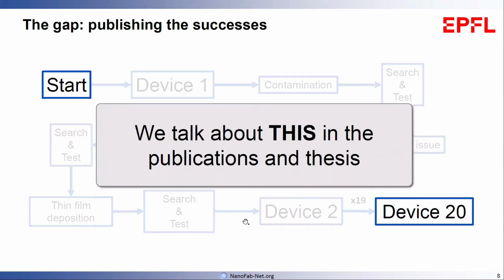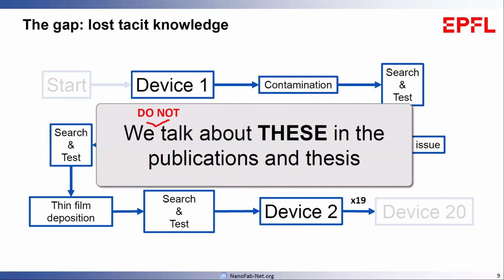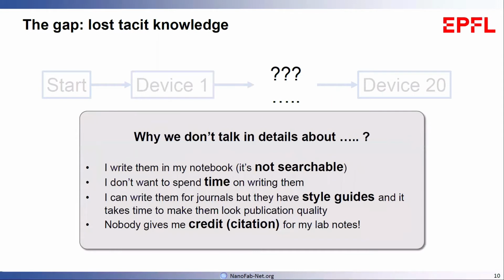And usually in publications and in thesis, there's kind of a gap here. People only talk about this, how great their idea is and how great the device number 20 is, how the device number 20 is made. But what people really don't talk about is what really happens in this loop, right? What's really the case here? We don't talk about these 19 times of all these tests. And these things are a lot of information.